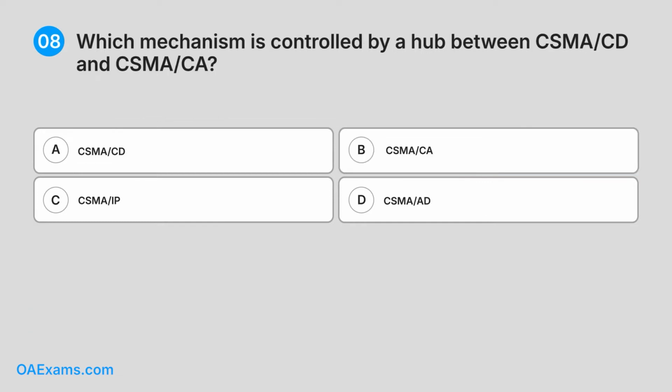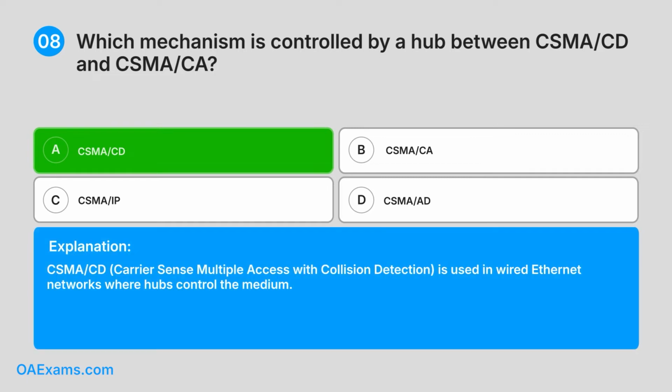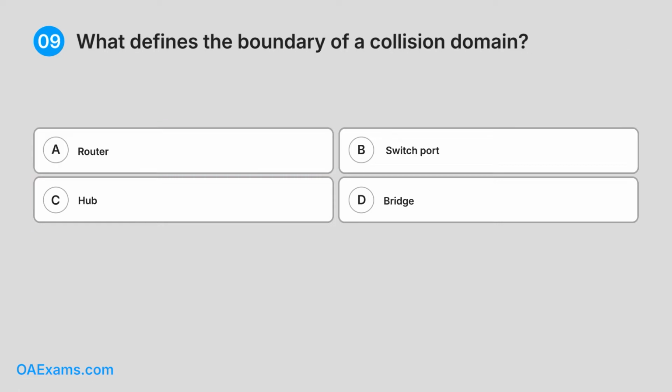8. Which mechanism is controlled by a hub, between CSMA/CD and CSMA/CA? A. CSMA/CD. B. CSMA/CA. C. CSMA/IP. D. CSMA/AID. Do you know the answer? Correct answer: A. CSMA/CD. Explanation: CSMA/CD, Carrier Sense Multiple Access with Collision Detection, is used in wired Ethernet networks where hubs control the medium.